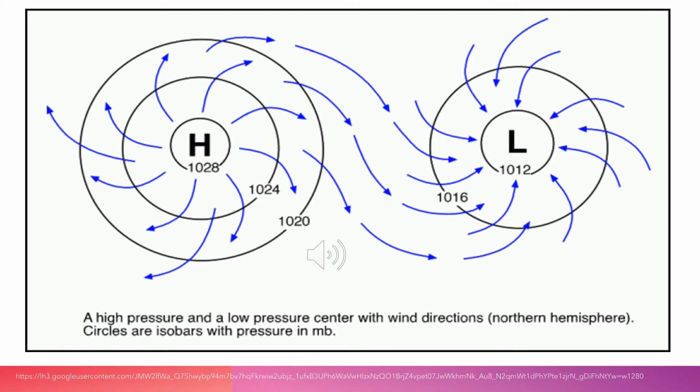In a high pressure system, the winds are moving away from the center in a clockwise motion. In a low pressure system, they move towards the center in a counterclockwise motion.